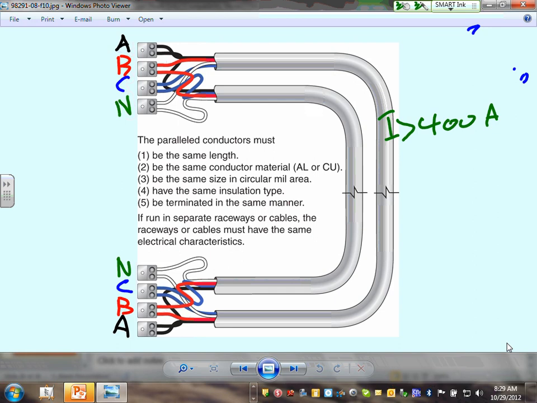Okay, any questions, guys? So you have to have the same length, the same conductor material, copper or aluminum, circular mill area, same insulation type, THHN, terminated in the same manner. And if they're running in conduit, separate raceways, the same conduit or same cable. Any questions about paralleling conductors? Can I have thumbs up for that? One of the nicest pictures that can get you about paralleling conductors.